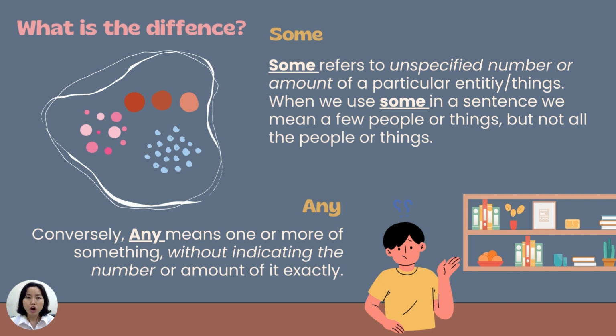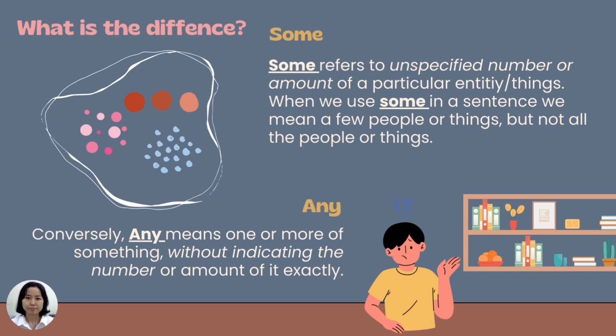And then there are some dots in pink color. From all of the dots, there are some pinks, there are some blues, and so on. So some is only a part of the whole group. Is it clear for you? Good. Okay, I want you to give me an example, a sentence with some, to state something about the pink dots.